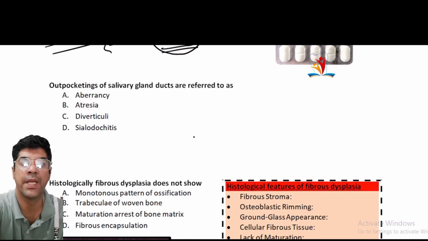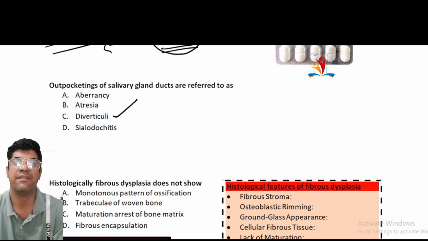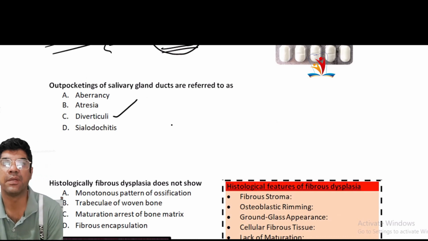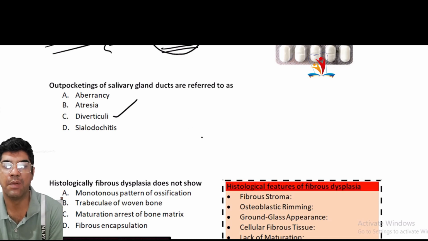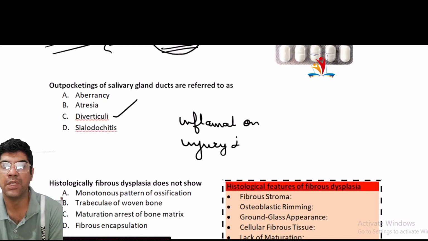Next question, outpouchings of the salivary gland duct. They are known as, remember, diverticuli. So diverticuli are small pouches or outpockets that form along the salivary glands. These diverticuli can occur as a result of factors like inflammation or injury to the ducts.